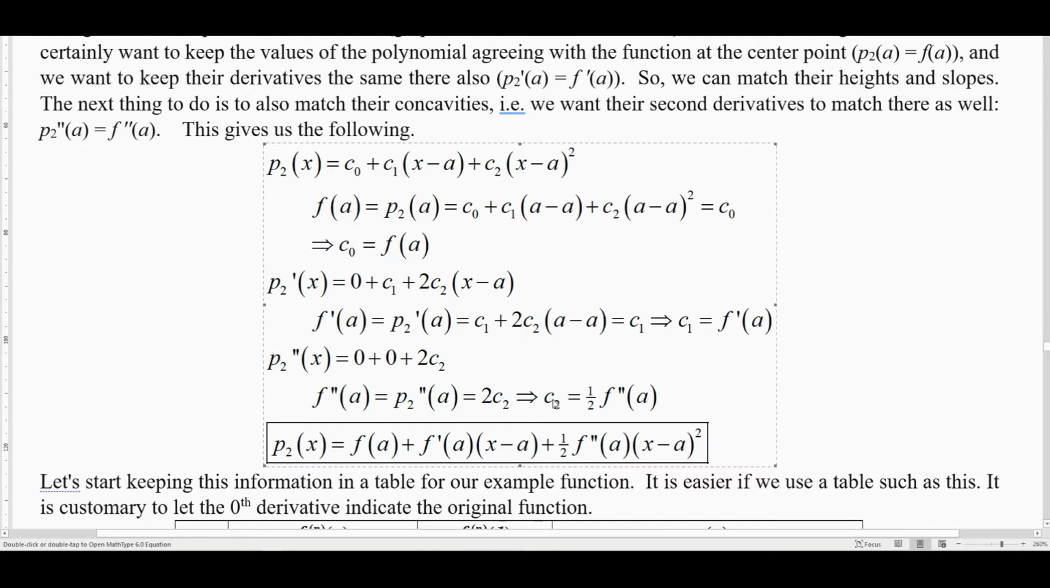So 2c2 needs to be f double prime. So divide by 2, you get c2 is 1/2 of f double prime. And so here's your second degree polynomial that's going to be the best fit. It's f of a plus f prime of a times x minus a plus 1/2 f double prime of a times x minus a squared. Notice that the first term is just the constant function, the horizontal line that best fit. These two terms make the tangent line, and then we add a third term to get the best fitting parabola.